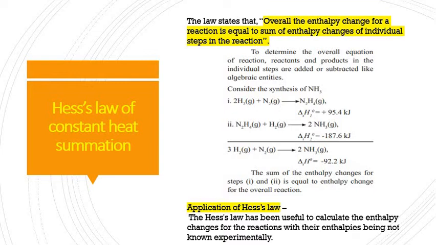So, for the enthalpy change for the formation of ammonia, I am going to combine equations 1 and 2, and I will get hydrogen plus nitrogen to give ammonia, and the enthalpy change will be minus 92.2 kilojoule. The application of Hess's law is that it is useful to calculate the enthalpy changes for reactions whose enthalpy is not known experimentally.